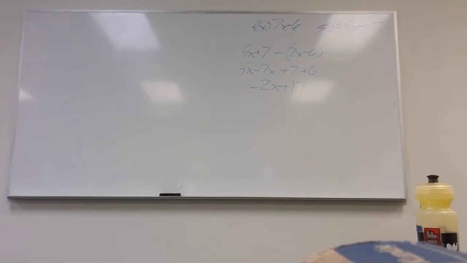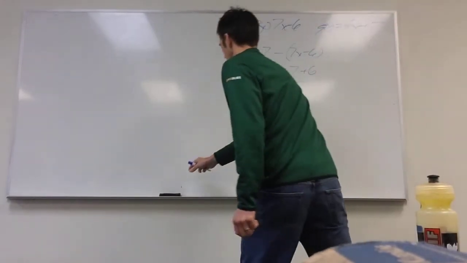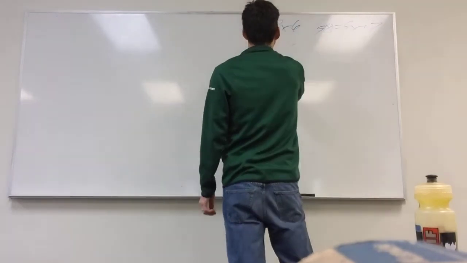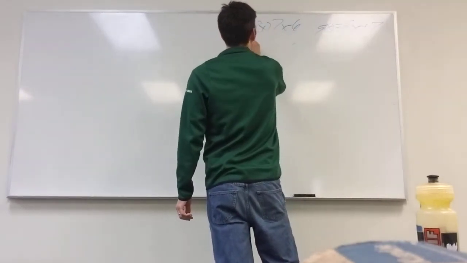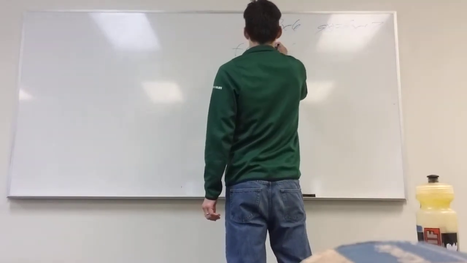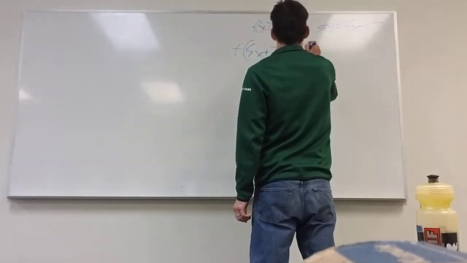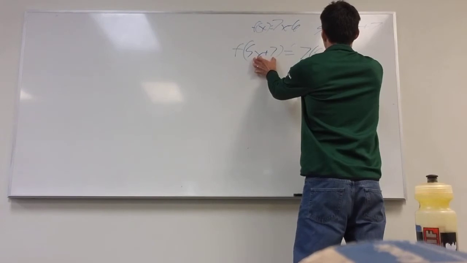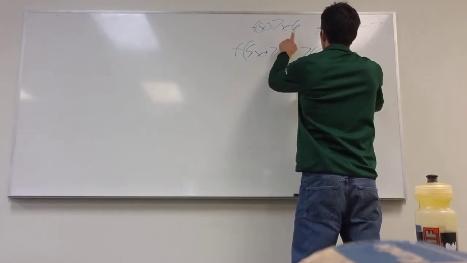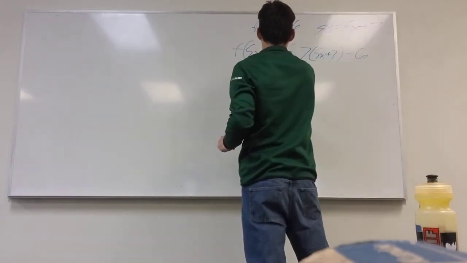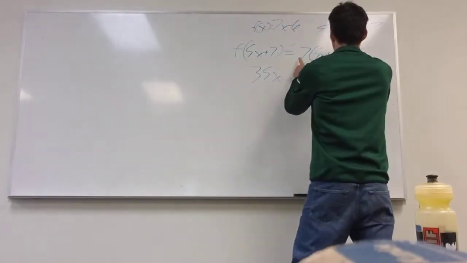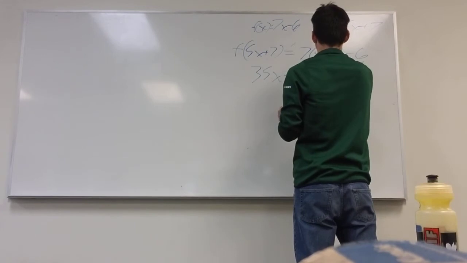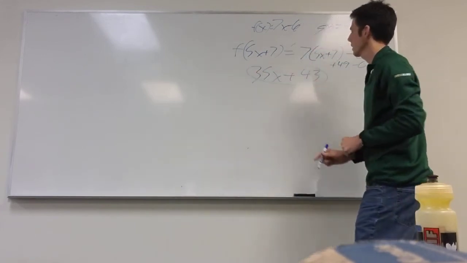And f of g. So those are the compositions. F of g means f of 5x plus 7, right? And that's going to be 7 times 5x plus 7 minus 6. So that's going to be 35x, and this is plus 49 minus 6, so plus 43, right? There you go, okay?